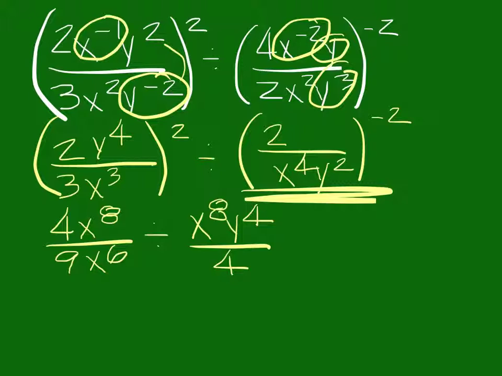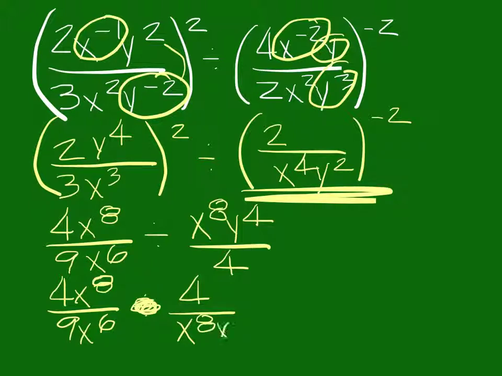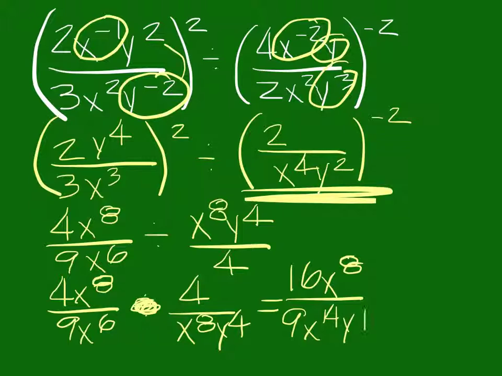You have to flip and multiply after that. The first one stays the same. On the bottom stays the same, but over here we're going to multiply now. So that would be 4 over x to the 8th, y to the 4th. Multiply straight across to get 16 x to the 8th over 9x to the 14th y to the 4th. Simplify the x's. Largest one is on the bottom, so it's x to the 6th and then y to the 4th.